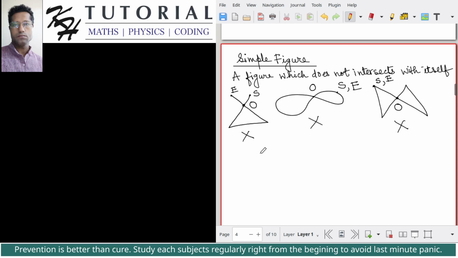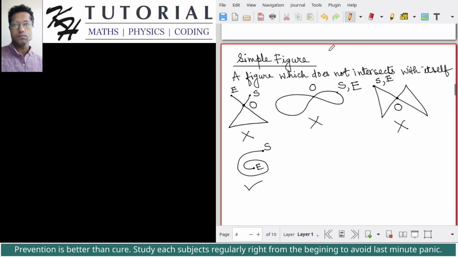Let's say this is a simple figure, because this figure is not intersecting with itself anywhere. Now remember that a simple figure has nothing to do with whether the figure is closed or open. It could be open, or even it could be closed. For example, this is an open simple figure.